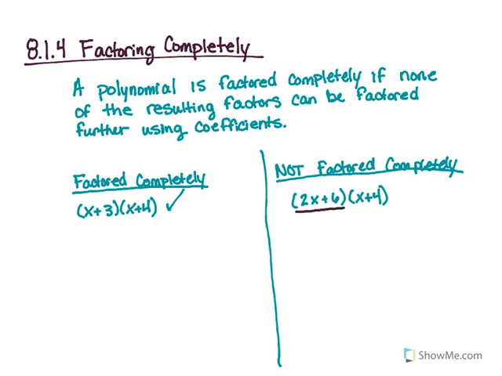This first part, I can take a 2 out of 2x and a 2 out of 6. So if I take a 2 out, I'm left with x plus 3, because if I were to distribute this, I would get 2x plus 6. So then I would still have my x plus 4 at the end. Now it would be factored completely. Another example of a factored completely, why don't we just write that one down? 2x plus 3 and x plus 4.